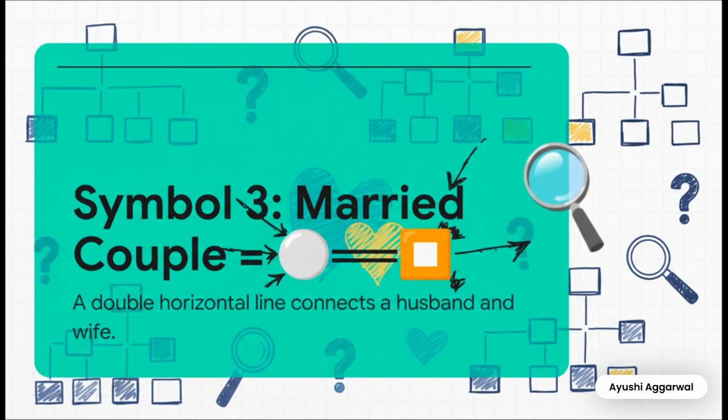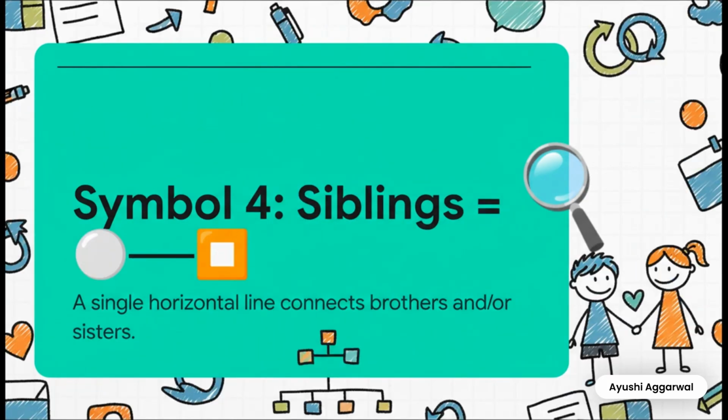For a husband and wife, we connect the male, our square, and the female, our circle, using a double horizontal line. Just think of it like this: a double line signifies the strong bond of marriage. It's a married couple. Now this next one is super important, so pay close attention. For siblings, brothers and sisters, we use a single horizontal line. This is where a lot of people make mistakes. You have to remember, double line for a married couple, single line for siblings. Getting these little details right is absolutely key to getting the correct answer.